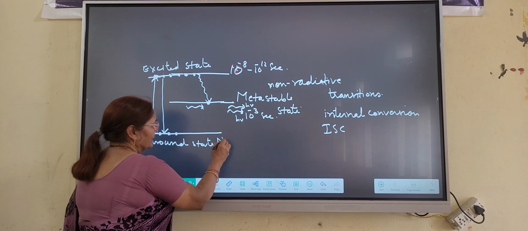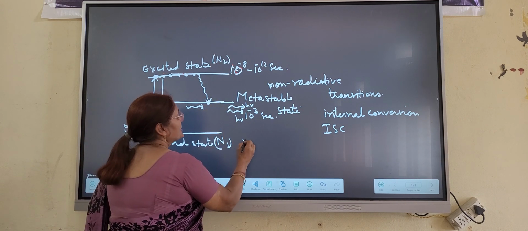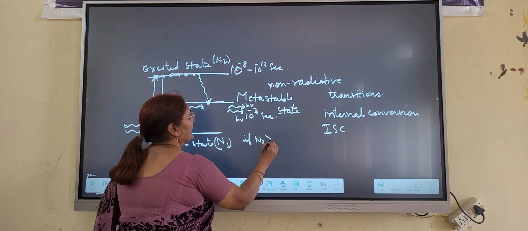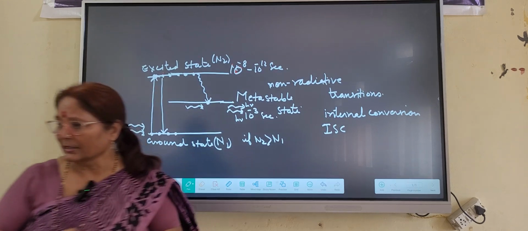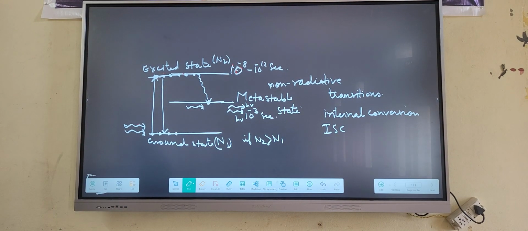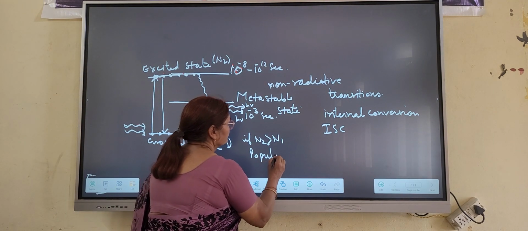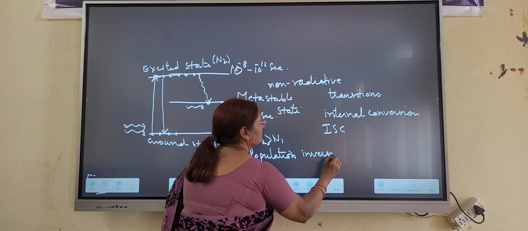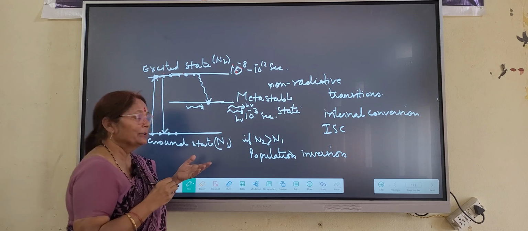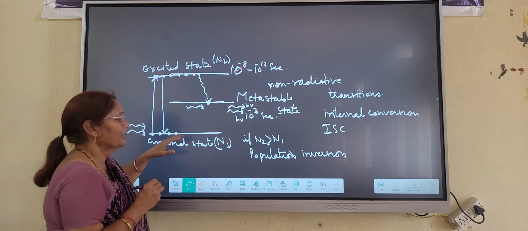Suppose the number of atoms in the ground state is N1 and the number of atoms in the excited state is N2. If somehow we can make N2 greater than N1, then this is called population inversion. Means we have inverted the population. The number of atoms is made more in the excited state than in the ground state.